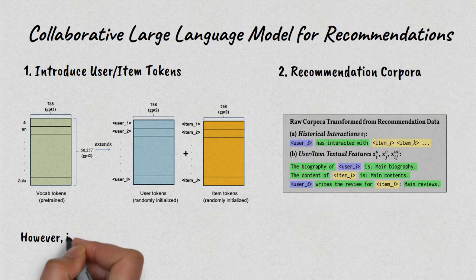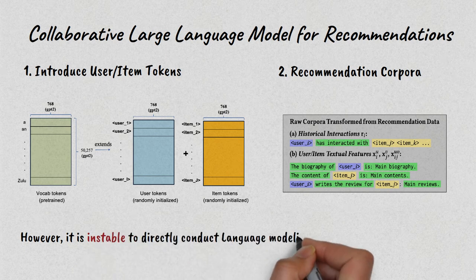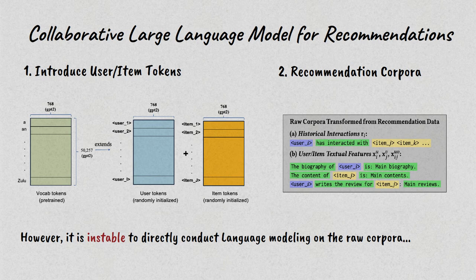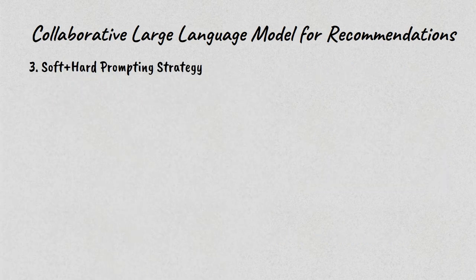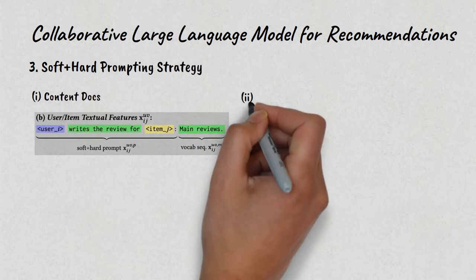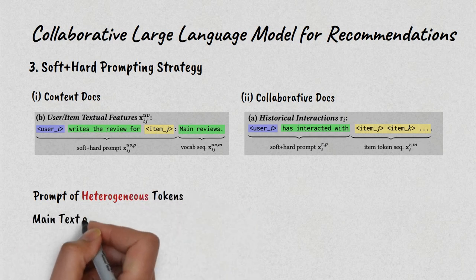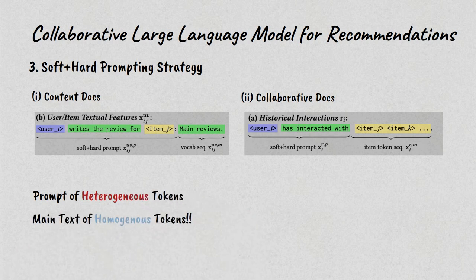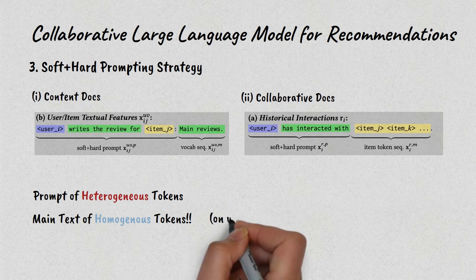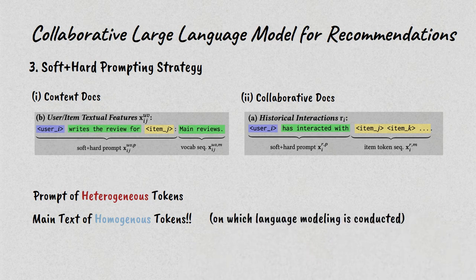However, directly learning the token embeddings based on language modeling is unstable, as the corpora is composed of heterogeneous user, item, and vocab tokens, where most are randomly initialized. To address this challenge, we propose a novel soft plus hard prompting strategy. Specifically, each content and collaborative document is split into a heterogeneous prompt part and a homogeneous main text part composed of pure vocab or item tokens. The language modeling is conducted only upon the homogeneous main text to improve stability.